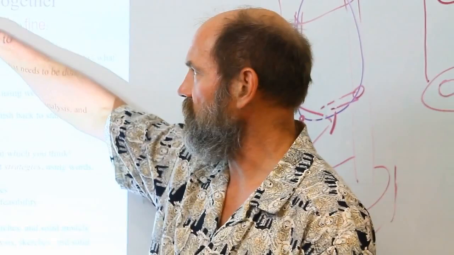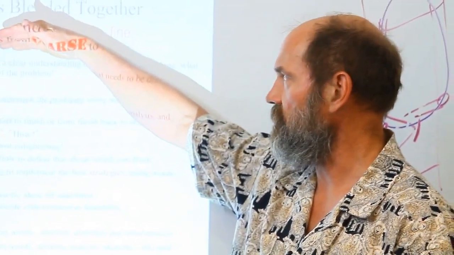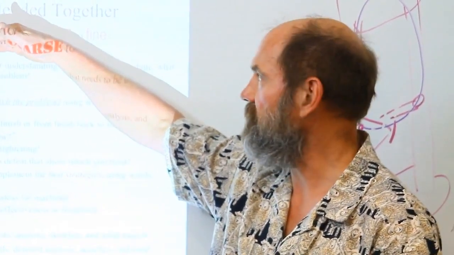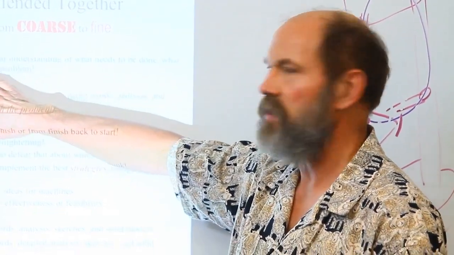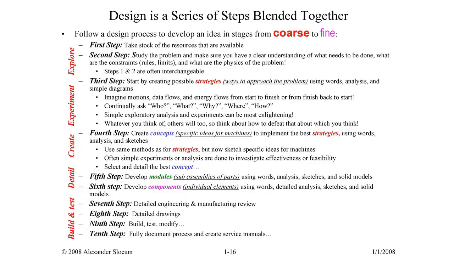So the first thing is take resources that are available, stock of it, remember Maudslay's maxims. Study the problem and figure out the scoring. How are you going to win? Make sure you have a clear understanding of how to win, how your device will succeed or not. The third step, start with strategies. Fourth step, having picked a strategy, concepts. Fifth step, now you take your concept, you break it up into modules.